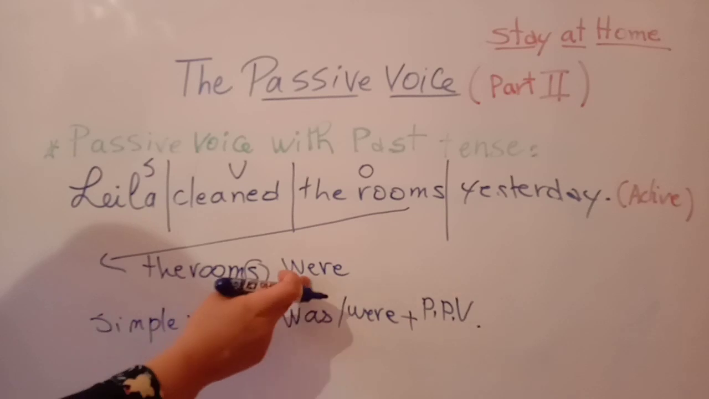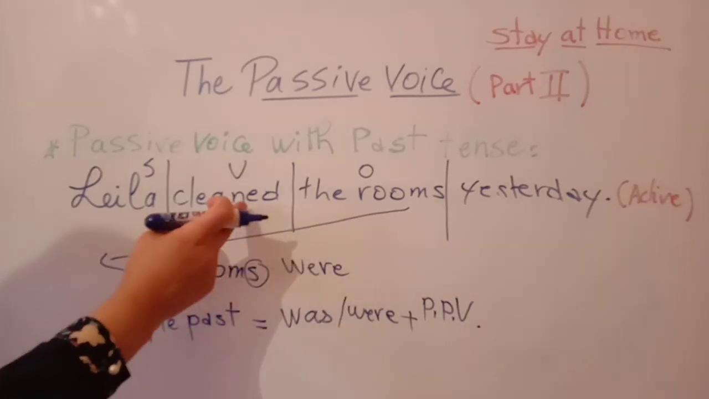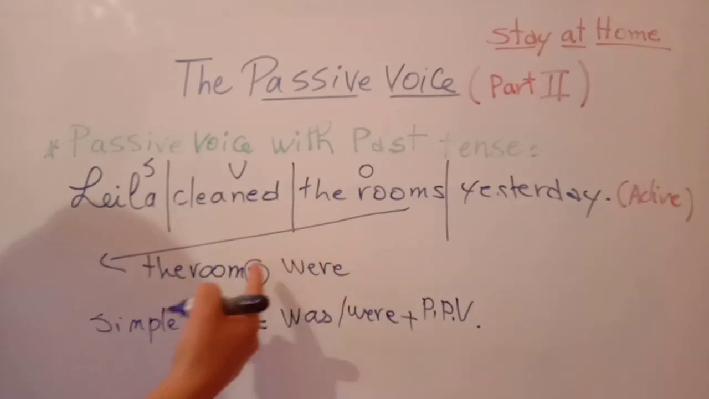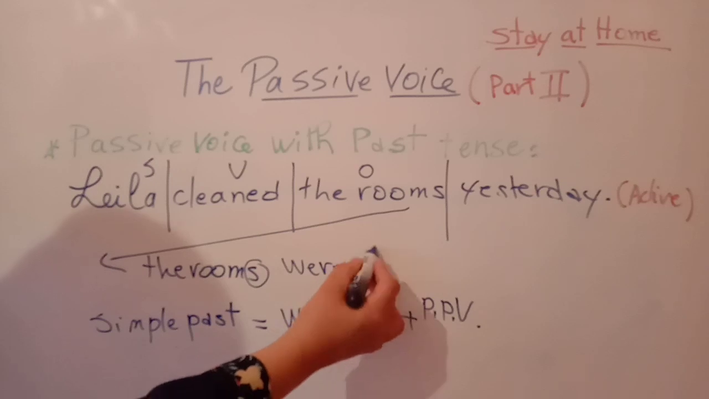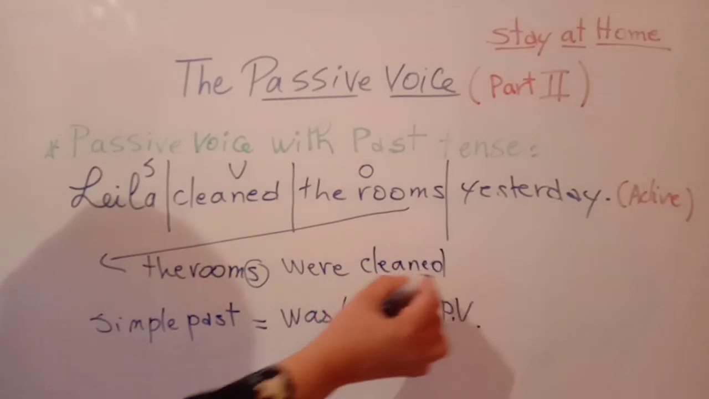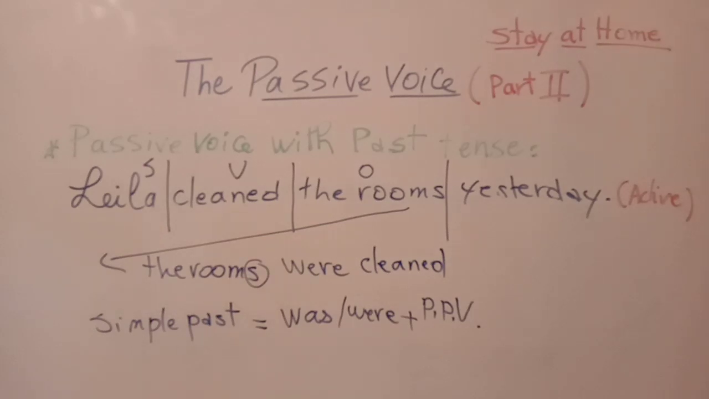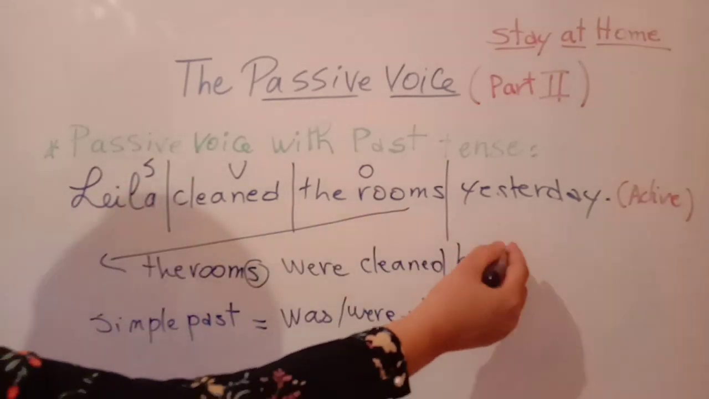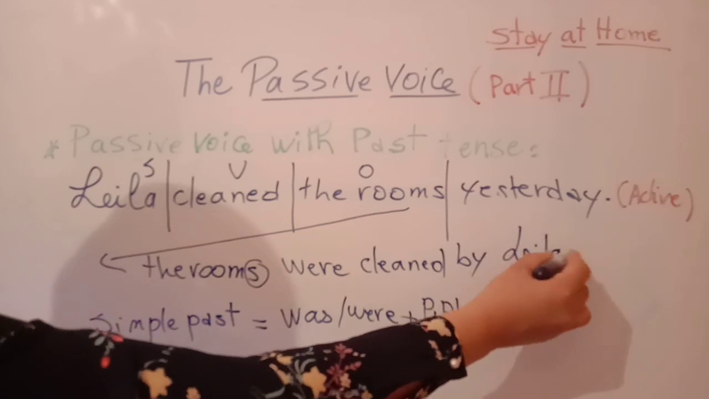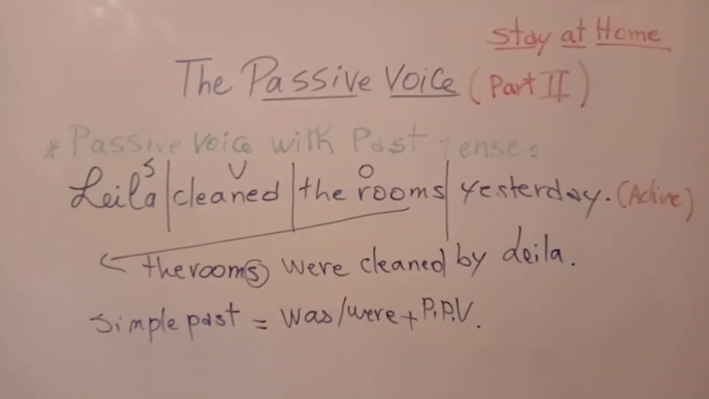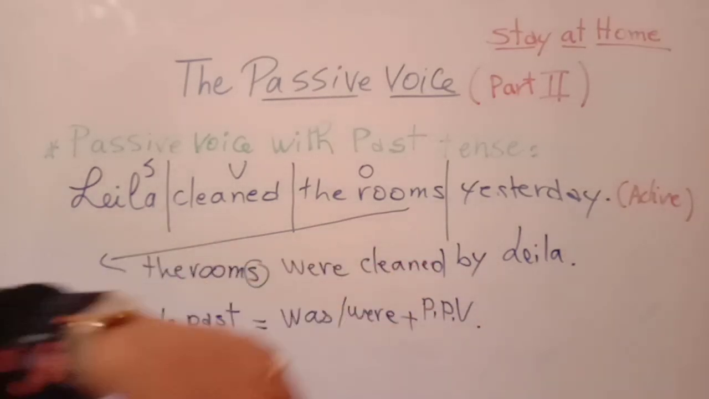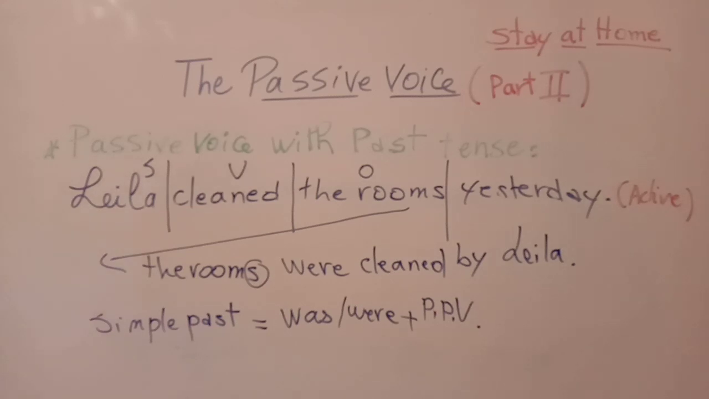So the rooms were plus past participle of the verb to clean. It's regular, so it's verb plus ed. The rooms were cleaned. Because the subject here is known, so we are going to use by Layla. Clear? So the passive sentence is the following. The rooms were cleaned by Layla. Is it clear? Good.